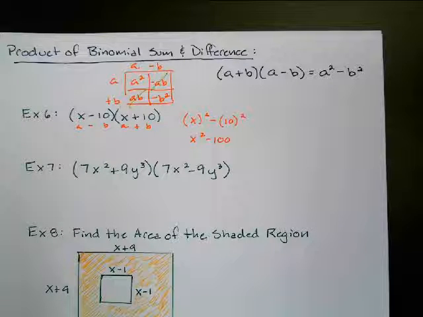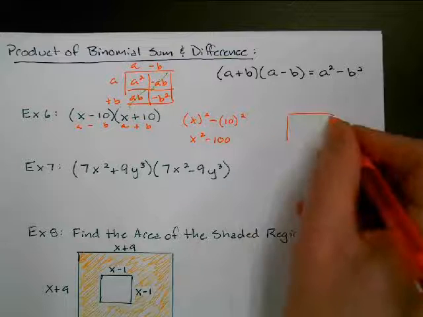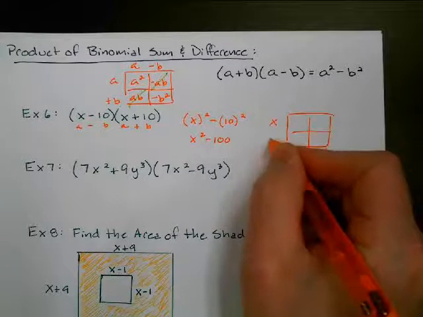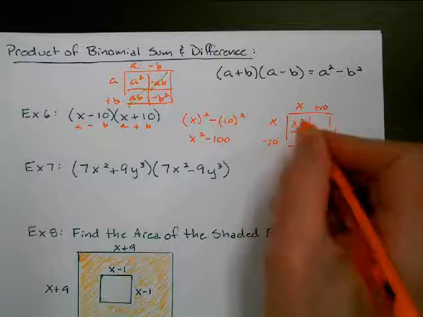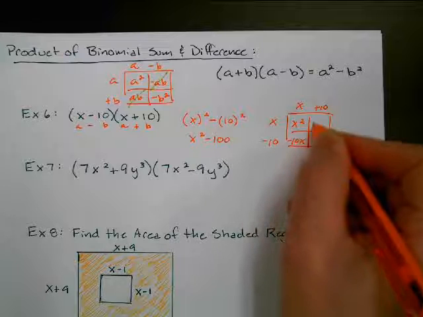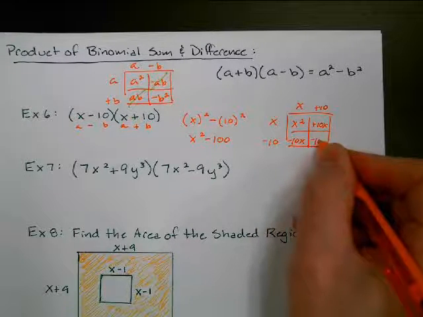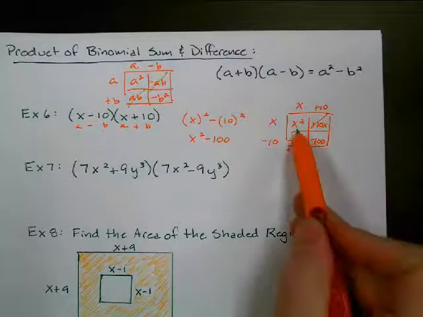And we can see that that works when we set up our area model. We got x minus 10 here and x plus 10 here, x squared, negative 10x, positive 10x. So those cancel each other, and then negative 100 down here. So since these cancel, I got x squared minus 100 as my final answer.